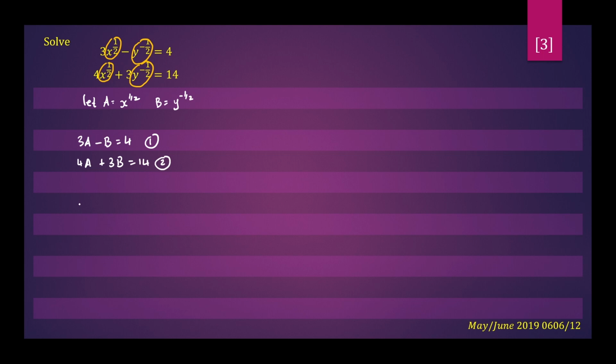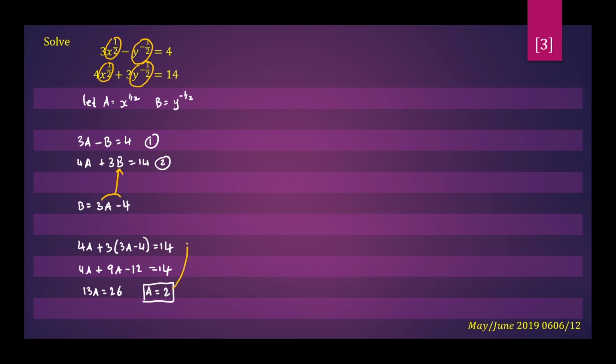So let's rewrite equation 1 as b equals 3a minus 4. Now we can substitute this expression into b here. So we will have 4a plus 3 times b, which is 3a minus 4, equals 14. That will give us 4a plus 9a minus 12 equals 14. That will simplify to 13a equals 26, which means that a is equal to 2.